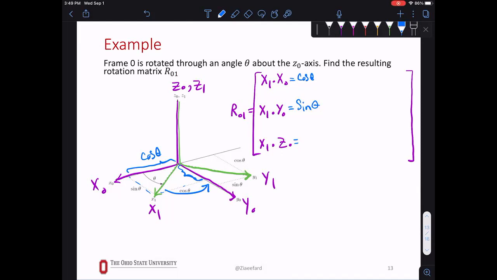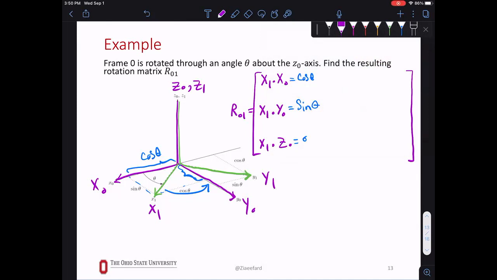How about x1 dot z0? 0. Why? There's no projection, right? So that is going to be 0. Now find the other two. If you find, you can raise your hand and we can fill it together.